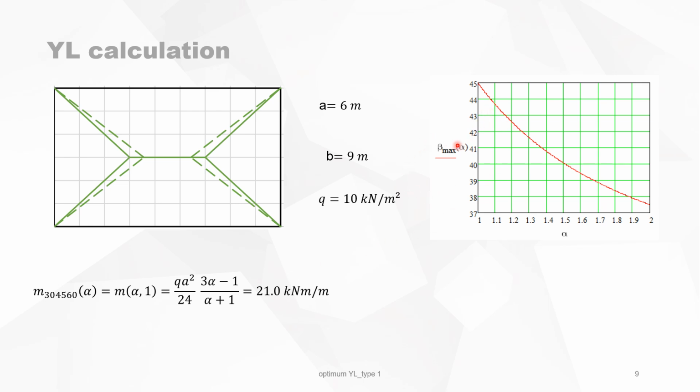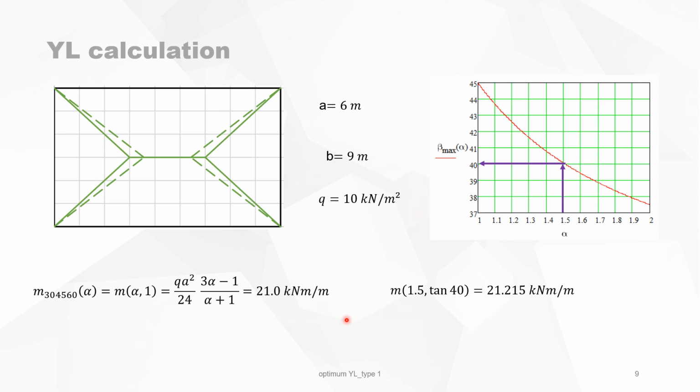Now we are going to use beta max instead of 45 degrees for alpha equals 1.5, because 9 divided by 6 is 1.5. We see that beta max is 40 degrees, not 45. So the dotted line here gives you the 40-degree line. So you see that the yield lines are a little bit adapted to find the optimum. And when we now calculate this, we find 21.2.